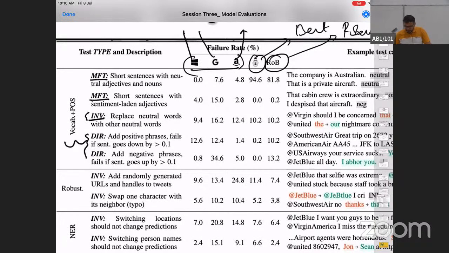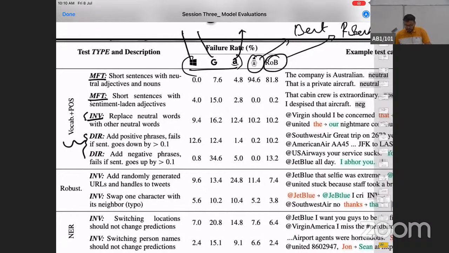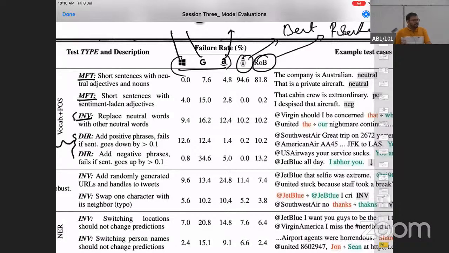Then they have also defined INV. Given a review sentence, they will replace a neutral word with some other neutral word. So if your model was predicting the earlier sentence as neutral, after this replacement it should again predict it as neutral only, because we have just replaced the neutral with a neutral. It should not start predicting positive or negative. This type of sentences they call invariant-based examples.